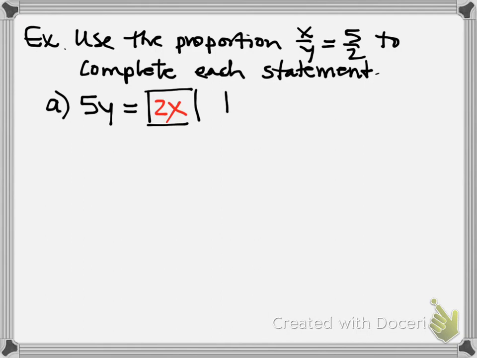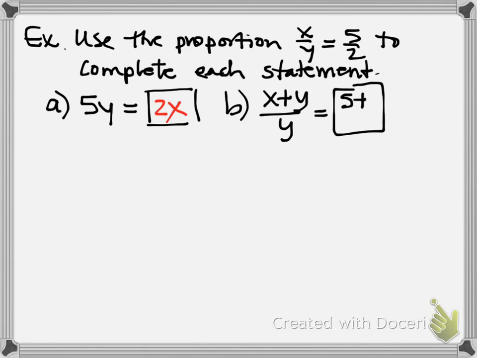Okay? And then b. Oops, sorry. X plus y over y would equal what? So think about what property would allow me to deal with this one and what would go into the blank spot. Dakota. 5 plus 2 over 2 or 7. Oops, sorry. Let me get a color in there.